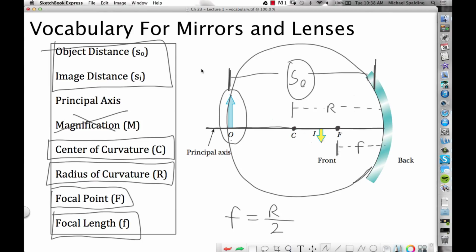Okay, and then what's image distance? Right here's the image. The image distance is simply the distance from the image to the mirror. That's it. So the terms you really got to know for ray diagrams, you got to know center of curvature and focal point. Those are the two big ones. All right, so let's look at ray diagrams.